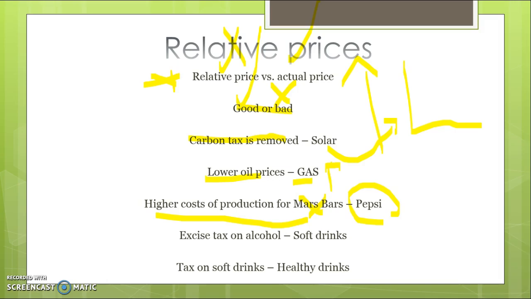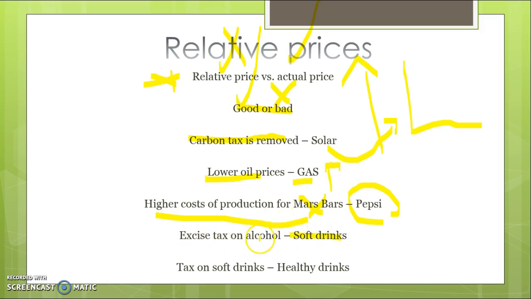Okay, another question from previous exams: if we remove tariffs on imported products, that will cause a higher relative price of our products, but it actually would cause competing Australian products to go down in price eventually. The increase in competition will force us to lower our prices as well. So lower tax on imports will also cause lower prices of domestic competing products. An excise tax on alcohol, if you get a relative price question, what will it do for soft drinks? Well, more people are going to drink soft drink.